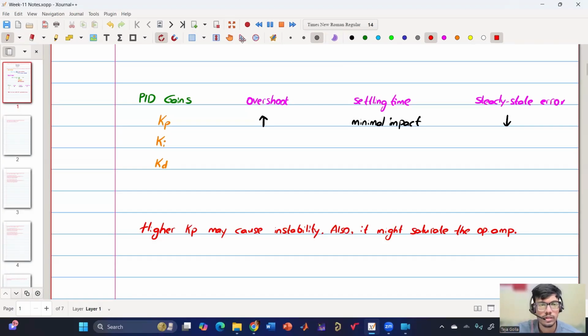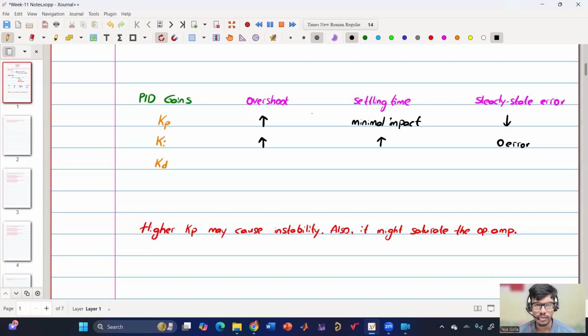Yes, sir. So now coming to Ki, what happens to overshoot? Overshoot will increase. The same thing happens. Overshoot will increase and settling time increases. And then error will become 0. So we will have 0 error. Even if you increase or decrease Ki, eventually it will become 0 error because of the integrator. The 1 by S term will have 0 error.